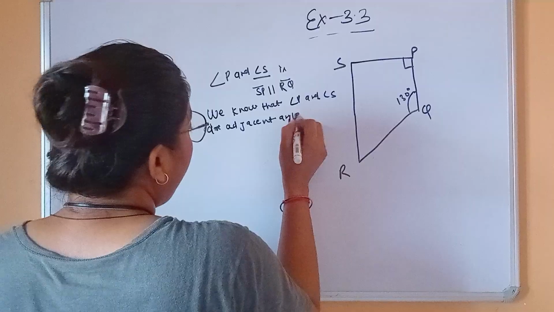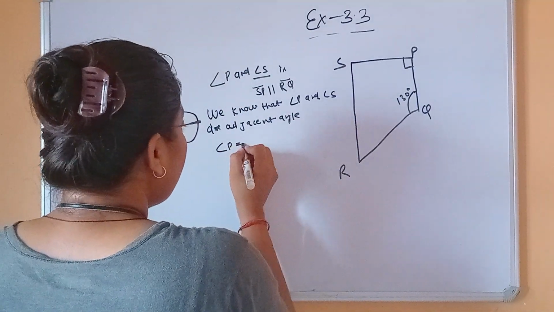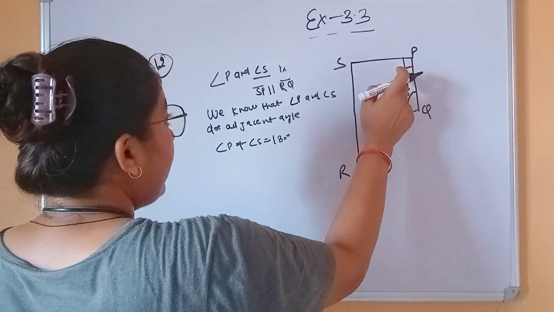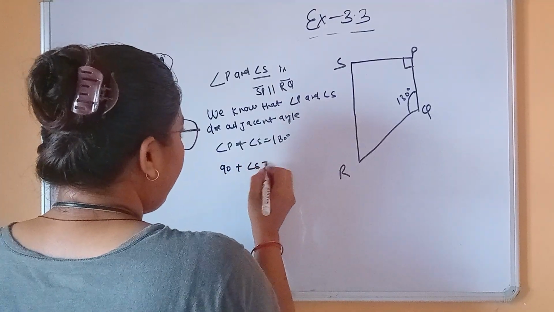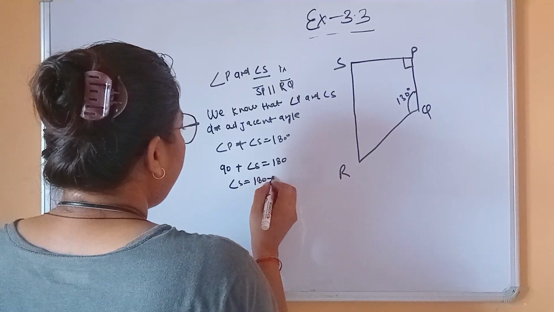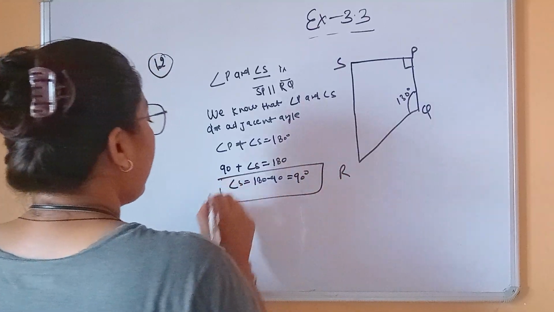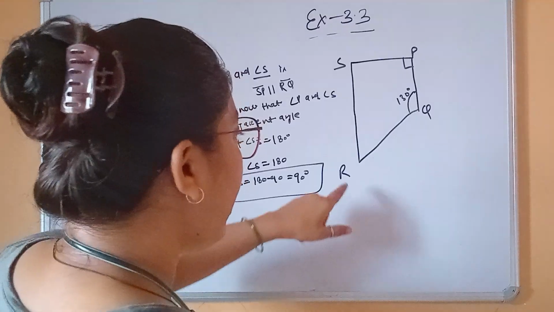Adjacent angles: angle P plus angle S is equal to 180 degrees. Here angle P is 90 degrees, so angle S is 180 minus 90, that is 90 degrees. So angle S is also 90 degrees. Now the question says find angle R by two methods.